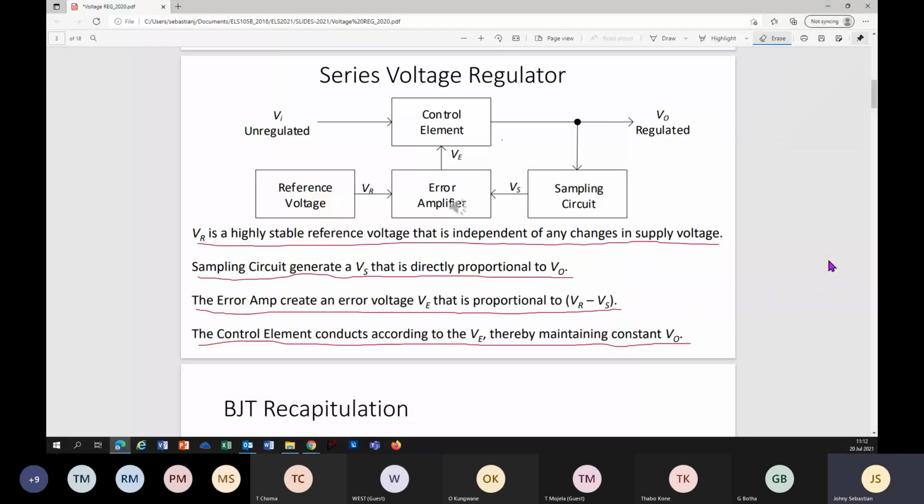Yes, sir. I'm just wondering, what type of voltage will the error voltage be? Will it be an analog voltage or like a PWM signal or something? No, it's standard. This is purely analog. So all the voltages are analog.